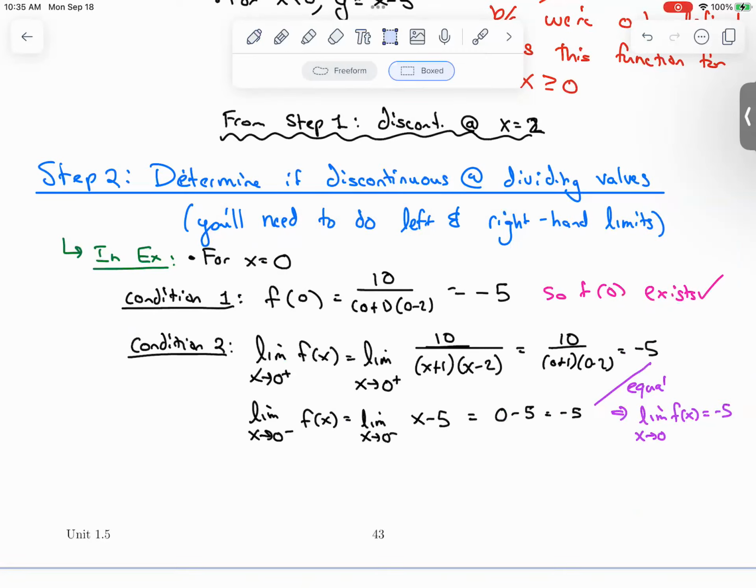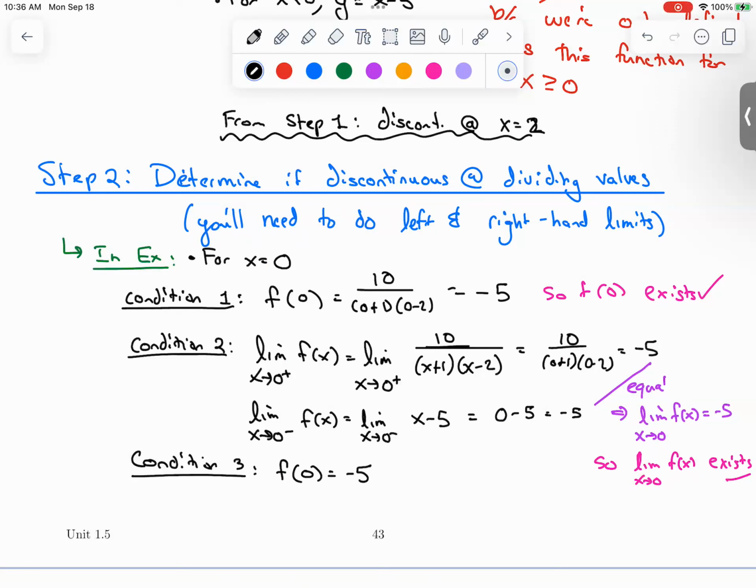Condition 3. F of 0 equals -5, which equals the limit as x approaches 0 of f of x. That is satisfied. The limit and the function equal each other there. So it is not discontinuous. It is continuous there. Continuous at x equals 0. So no discontinuities from step 2.